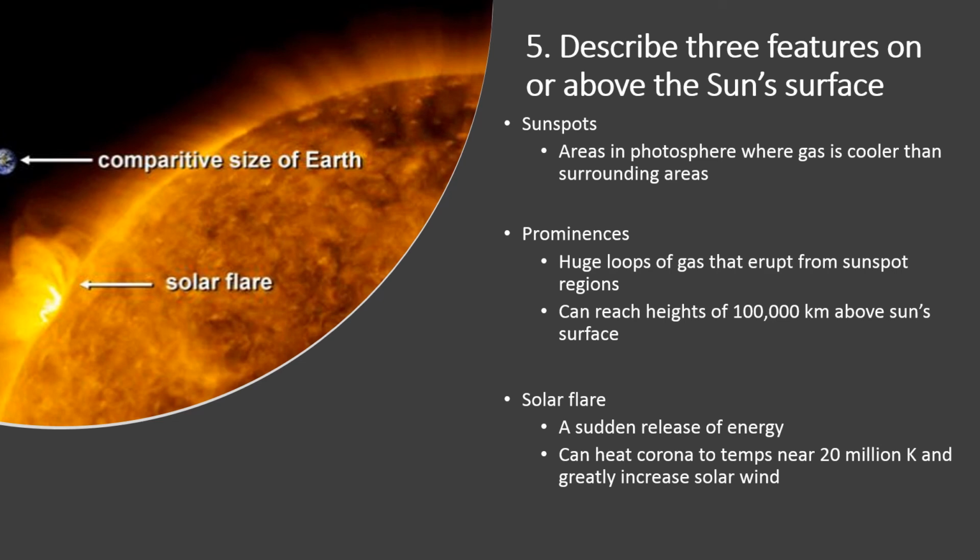Prominences are huge loops of gas that erupt from the sunspot regions, and they can reach heights of 100,000 kilometers above the sun's surface. The sun's surface sometimes erupts dramatically, producing X-rays and hurling charged particles into space at speeds of 1,000 kilometers per second or more. This sudden release of energy is a solar flare, and it can heat the corona to temperatures nearly 20 million degrees Kelvin and greatly increase the solar wind. That can actually cause magnetic storms in Earth's upper atmosphere and disrupt electric power transmission as well as radio, television, and telephone signals.